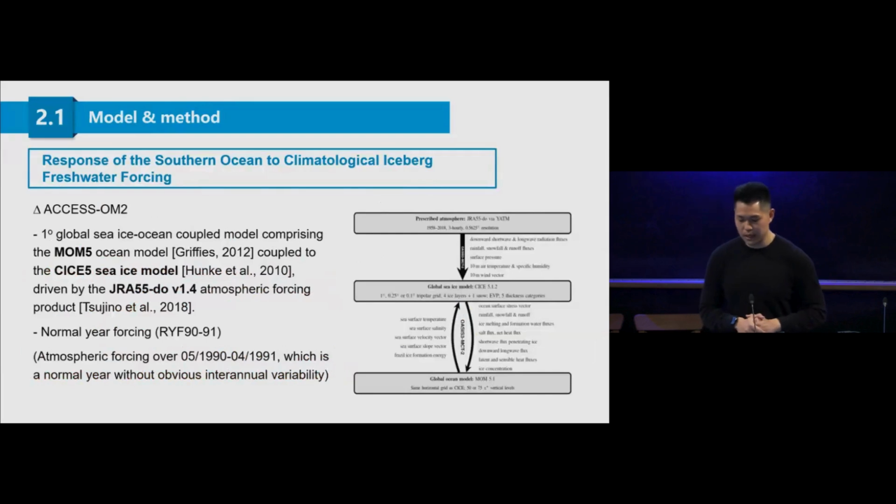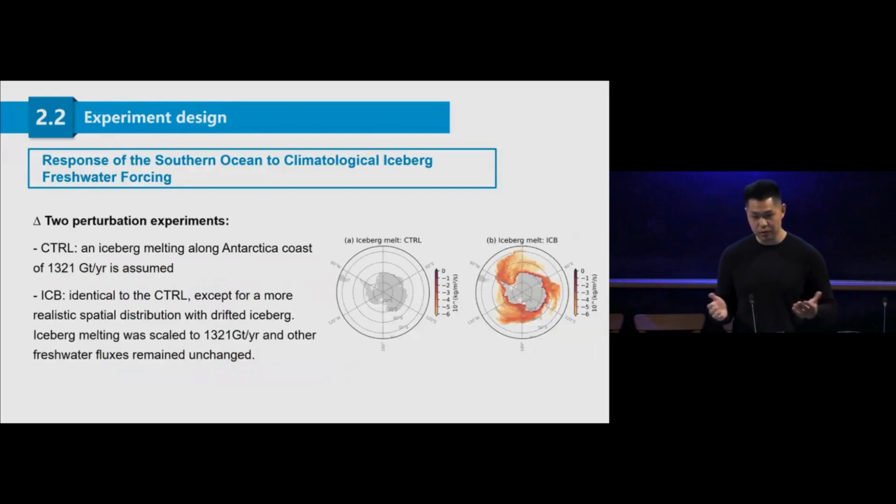In this study, we use ACCESS-NRI at 1 degree resolution, which is an ocean–sea ice coupled model. For the ocean we use MOM5 and for the sea ice we use CICE-85. It's all driven by the JRA55. Since we focus on the impact on the mean state, we choose a normal year forcing. We have two experiments. The first is the control run, which is exactly the ACCESS-NRI default experiment, where we apply the iceberg melt along the Antarctic coast.